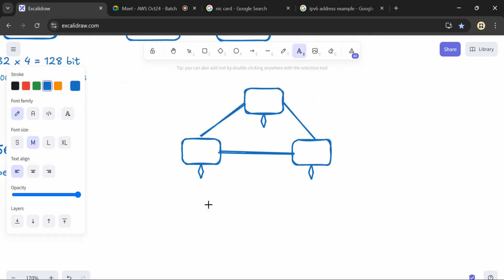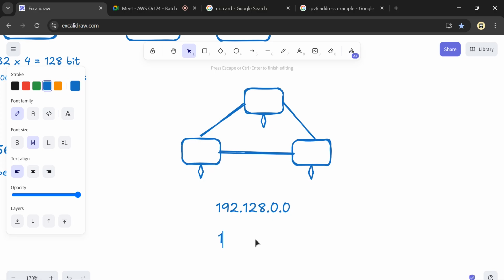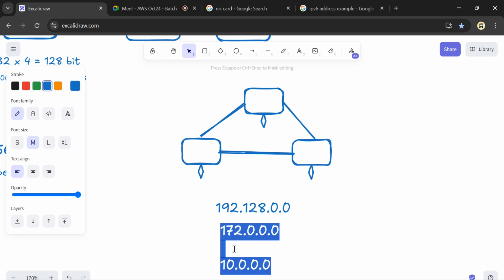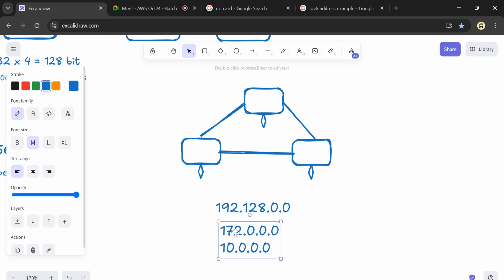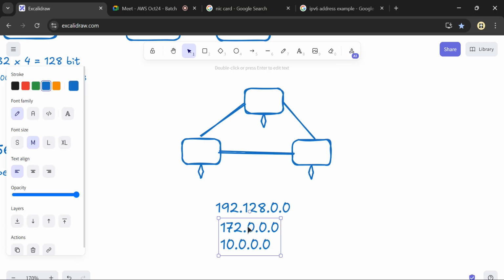The examples of private IP that you may have, a common example is 192.168.0.0. Let's say, for example, this is the common private IP that is used. Another private IP range that is used is 172.16.0.0, and then 10.0.0.0. So these are some common examples of private IPs. If you are using them internally within your network, you don't need to reach the public internet. This is some example of the private IP.